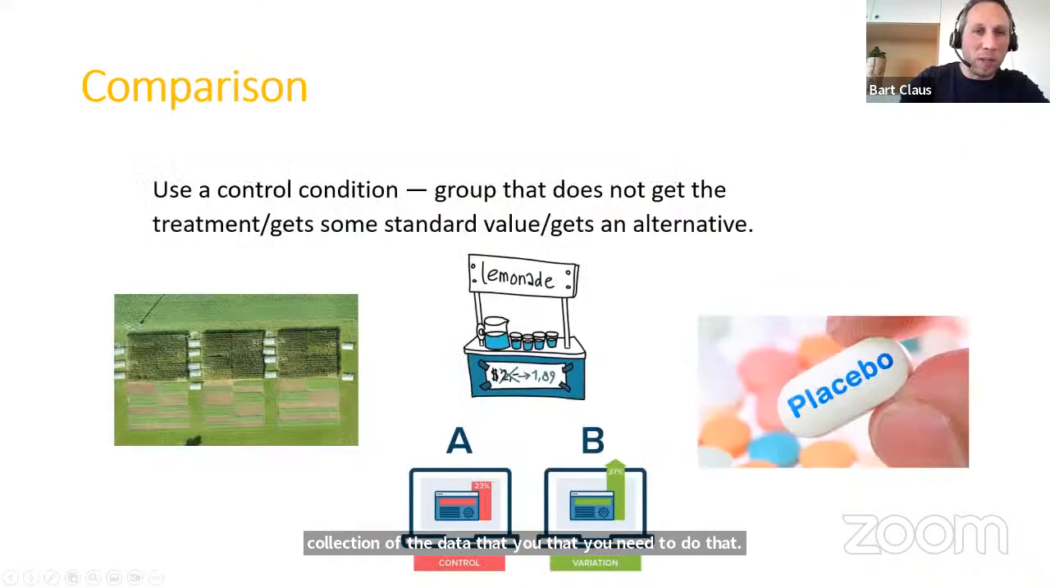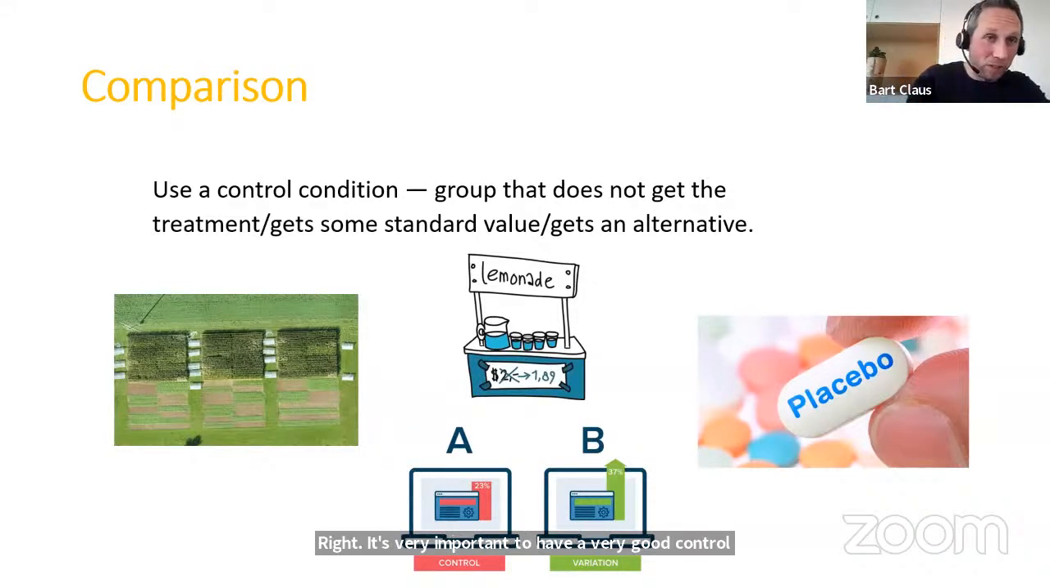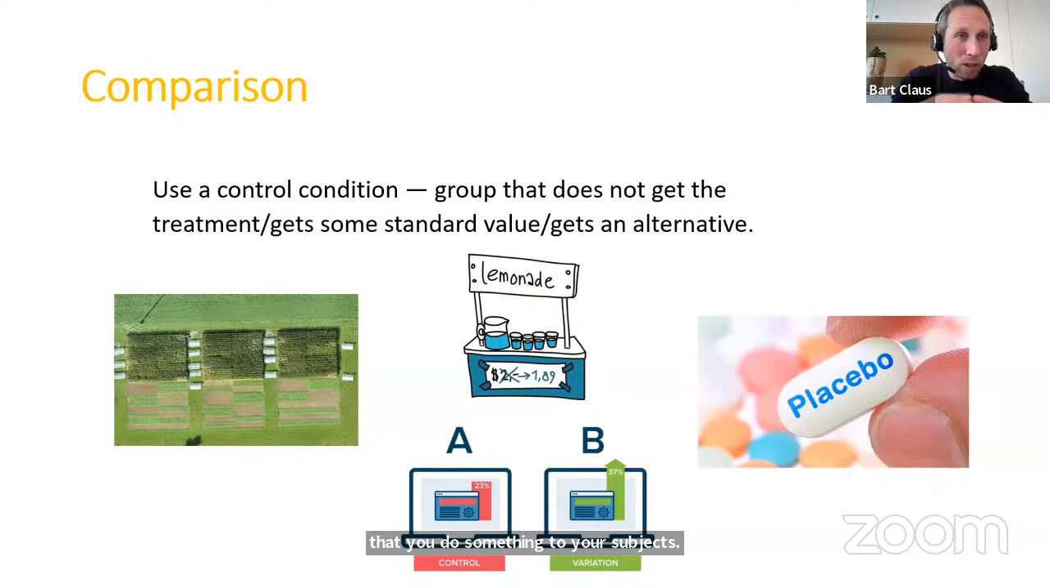So comparison is a second thing that I wanted to mention. It's very important to have a very good control condition for your intervention. An intervention means that you do something to your subjects, and it's important to compare the effect of that to another group of subjects to which you do either nothing or something different than the experimental group. And thinking about that comparison is again very important. And the most clear example that shows that relevance is placebos, or the use of placebos.